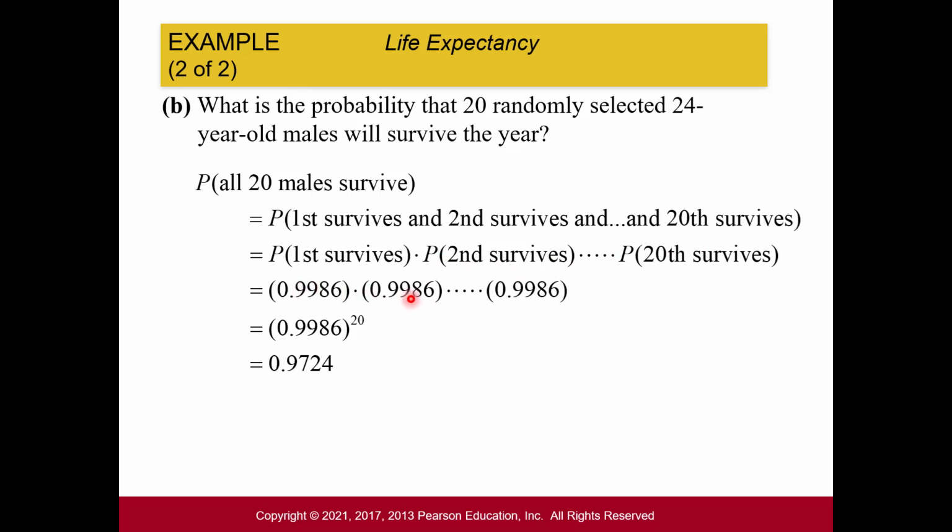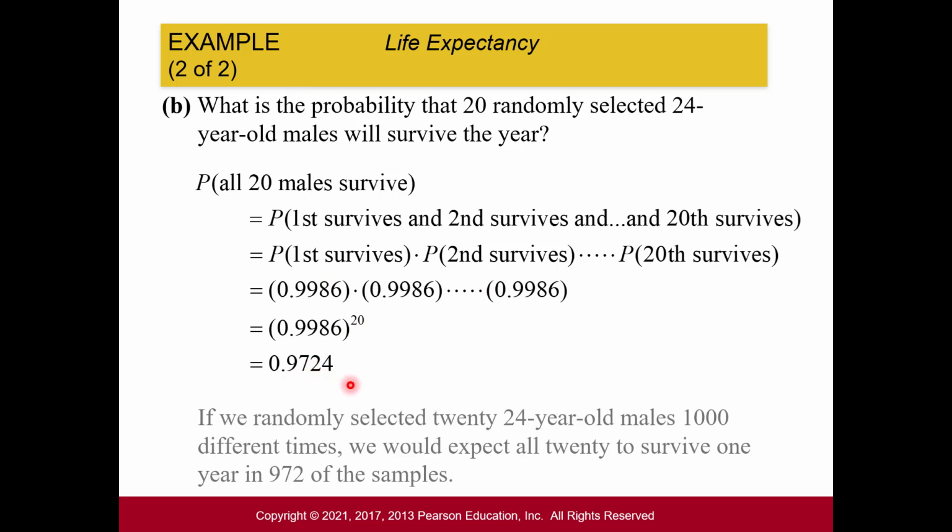And so the way you can shorten this calculation, let's say you do it on the calculator, is we're multiplying the same probability 20 times. So we could just say this probability to the 20th power, which is going to be 97.24%. And so if we randomly selected 20 24-year-old males 1,000 different times, we would expect that all of them would survive the year in 972 of those samples.